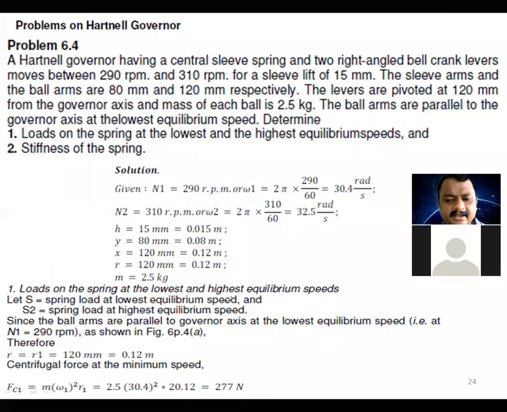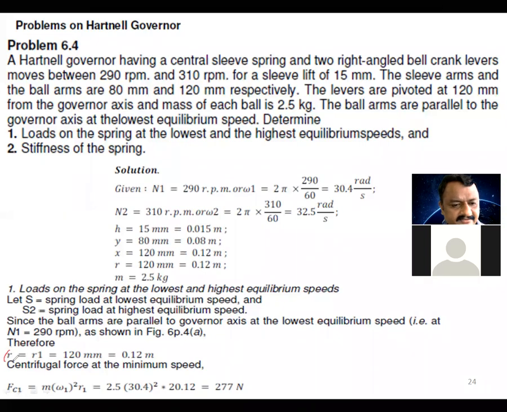And then next we have the first point. You just see the screen. Loads on the spring at the lowest and highest equilibrium speeds can be found out. Let S1 be the spring load at the lowest equilibrium speed, and S2 be the spring load at the highest equilibrium speed. So S1 and S2 we have defined what they are. Since ball arm is parallel to the governor axis at lowest equilibrium speed, minimum speed, that is N1 equal to 290 RPM. So in that case, what we are supposed to do now?